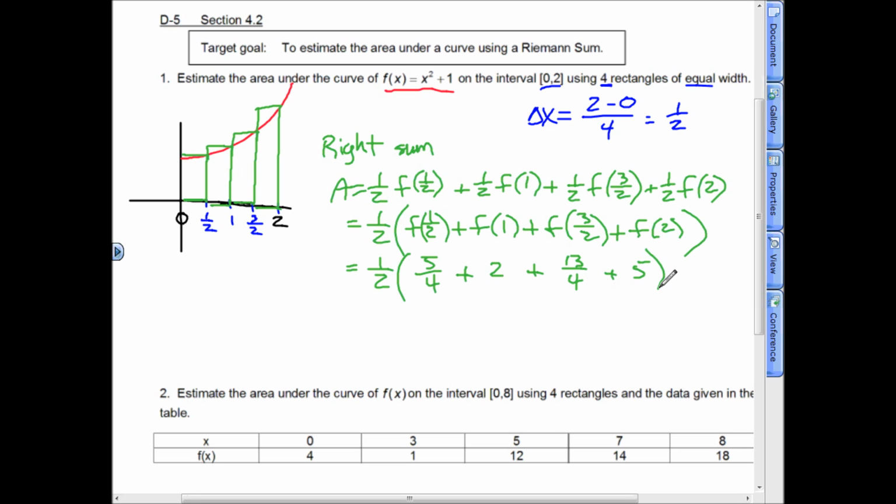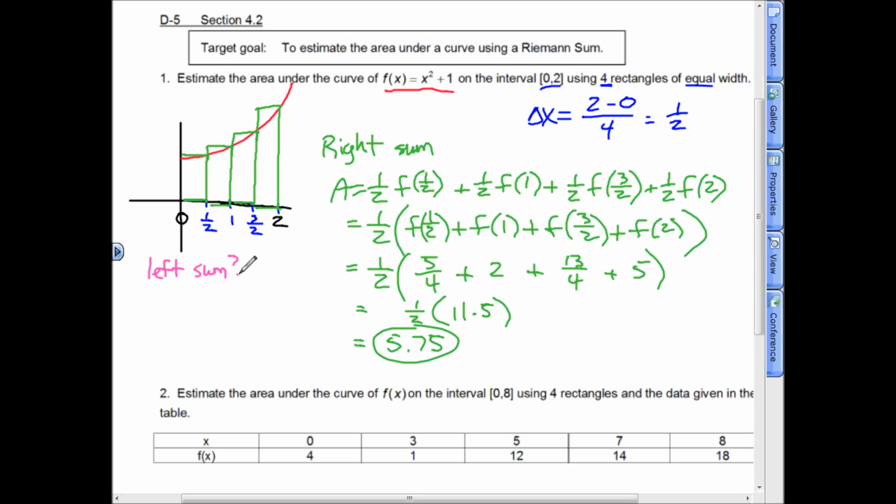Put all that together, cleaning up what's inside. This looks like it's going to be an 11.5 in there. Multiplied by 1/2 would give you a right sum of about 5 3/4, 5.75 square units. Now, what would be different if we chose to use the left sum instead?